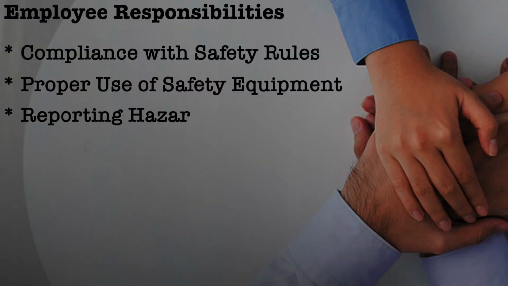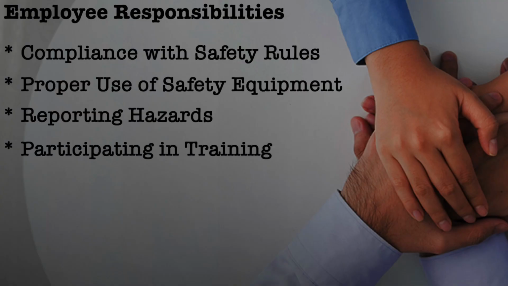Third one is reporting hazards. Employees should promptly report any unsafe condition or hazards they encounter in their workplace. Next one is participating in the training. Every employee should actively participate in safety training and follow the guidance provided. Seventh one, our next topic, we will see promoting a healthy work environment. Let us see how a healthy work environment can lead to occupational health and hygiene.